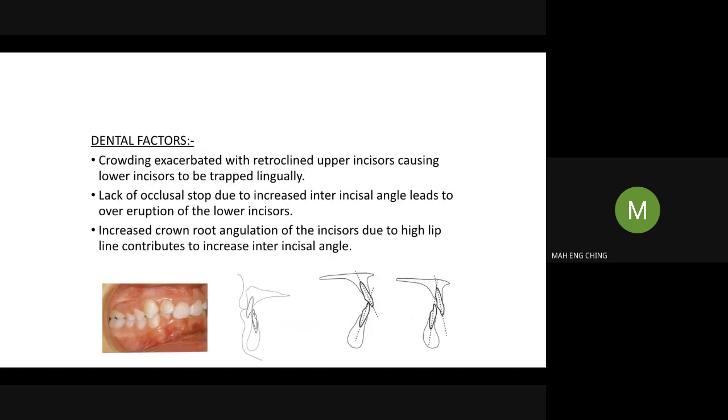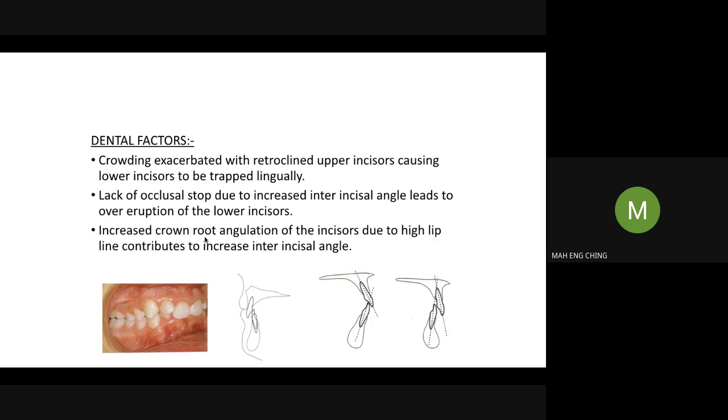So dental factor: the crowding is exacerbated by this retroclined upper incisor, causing the lower incisor to be trapped lingually. So imagine this upper incisor, they are retroclined, then due to the deep bite, they will bring the lower incisor back as well. So upper and lower incisors are trapped lingually.